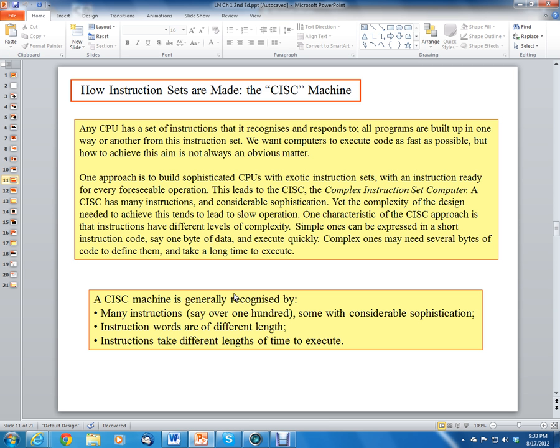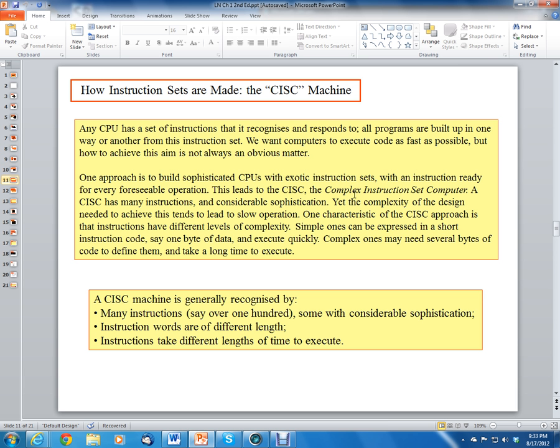So the next thing we should talk about here is the RISC architecture and the complex architecture. There are two different types of architectures. The first one we'll talk about is a complex instruction set, so it's a CISC.